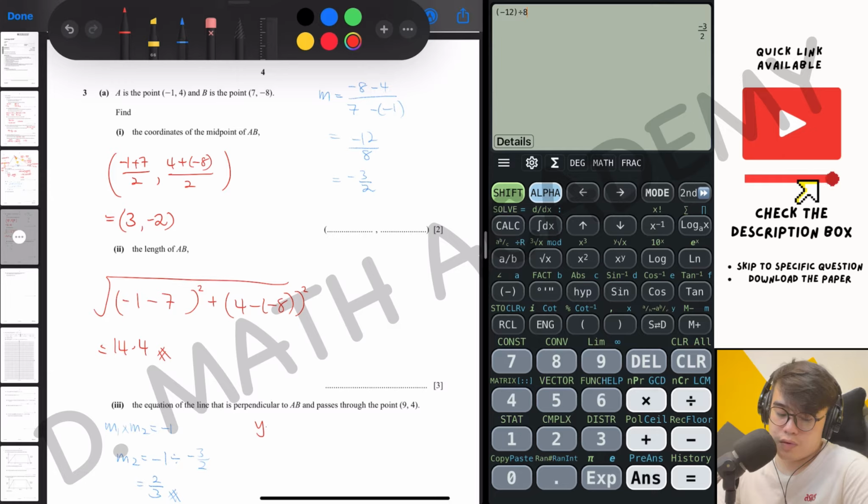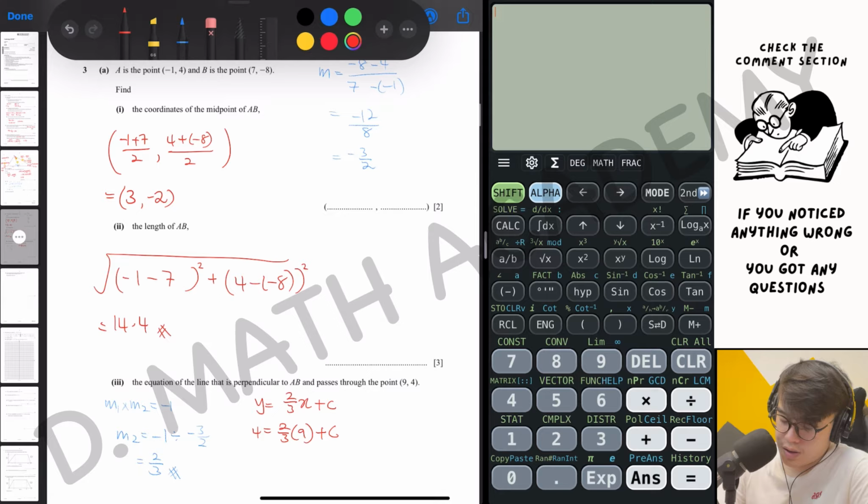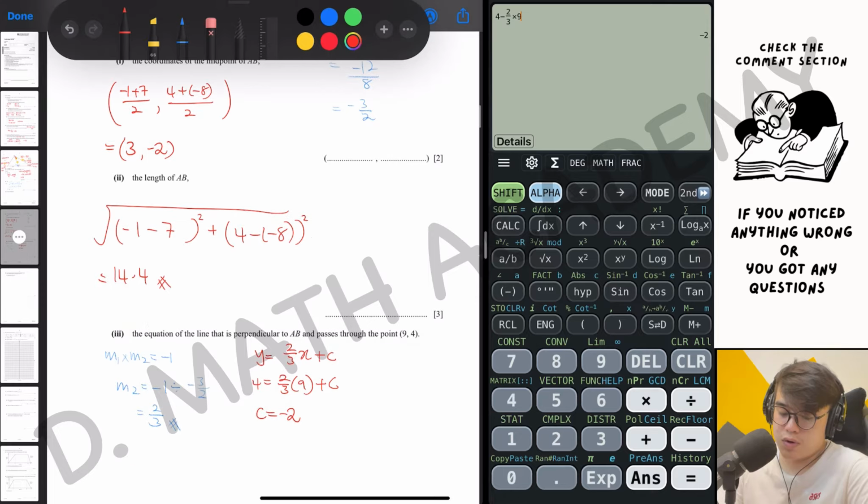So we have y equals 2/3x plus c. Put in the 4 and 9. We get your final answer as -2. So your ultimate result, 2/3x minus 2, will be your final answer.